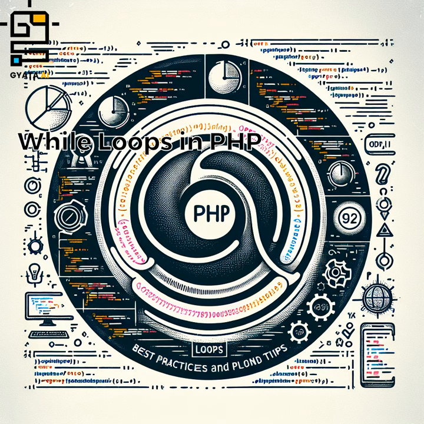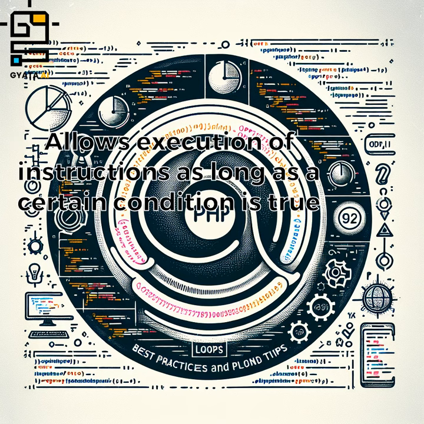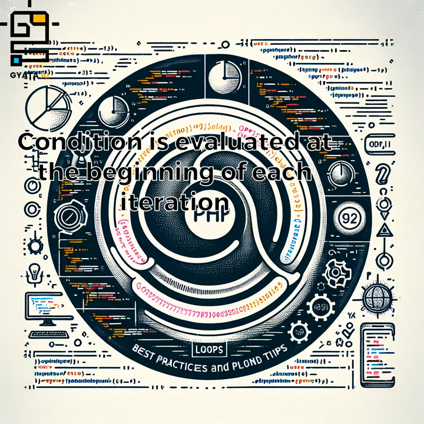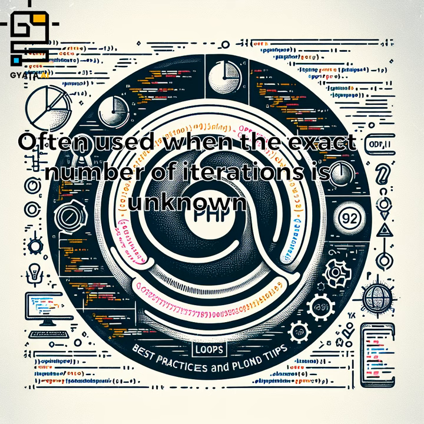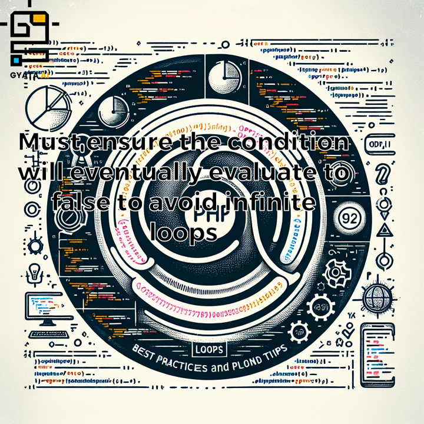While loops in PHP allow execution of instructions as long as a certain condition is true. The condition is evaluated at the beginning of each iteration, and they are often used when the exact number of iterations is unknown. You must ensure the condition will eventually evaluate to false to avoid infinite loops.